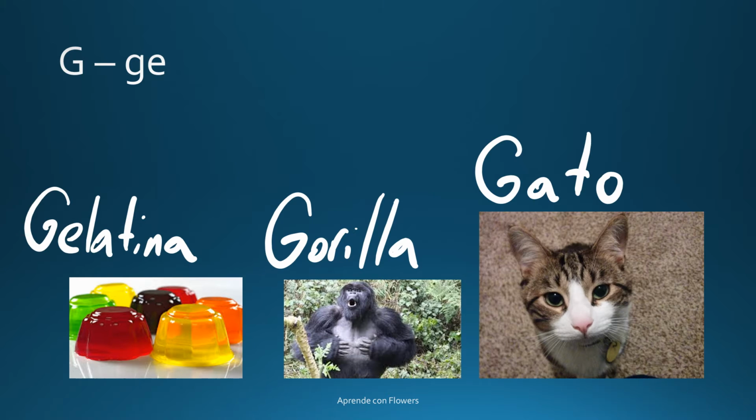G, G is another letter that's sometimes tricky for people. It's not as guttural as it is in English. Because when we see gelatina, we don't go gelatina, we go gelatina. We have gorila and gato.